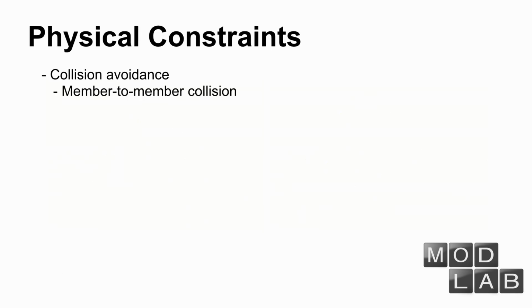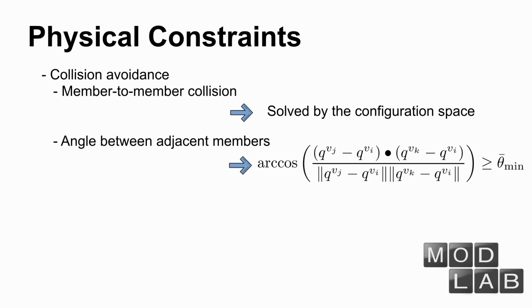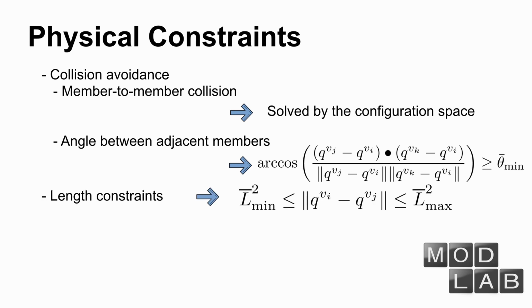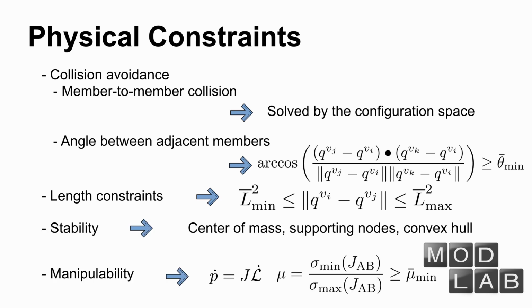For motion planning, in addition to the member-to-member collision avoidance requirement, which is the most significant issue and can be solved by the configuration space, we also need to make sure the angle between connected members remains above a certain value because of the mechanical components at nodes. The length of every member has to be within a valid range. The truss should remain statically stable under gravity and also maintain enough manipulability.